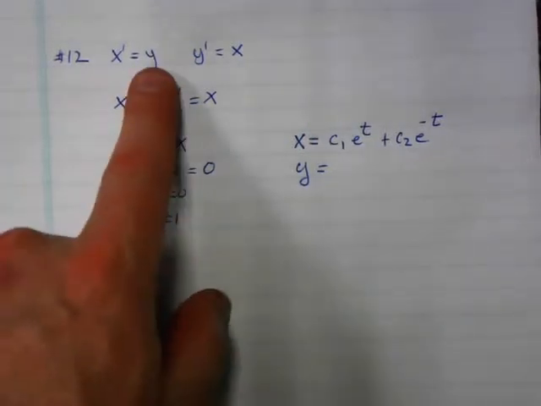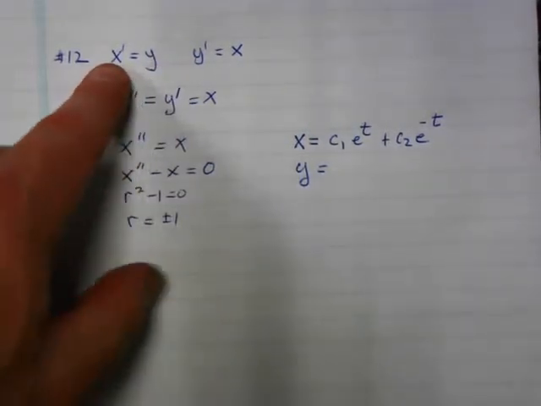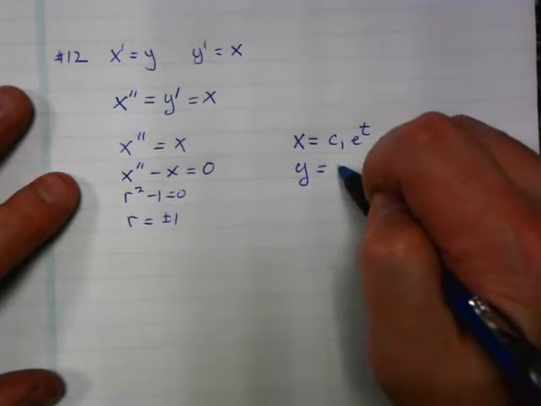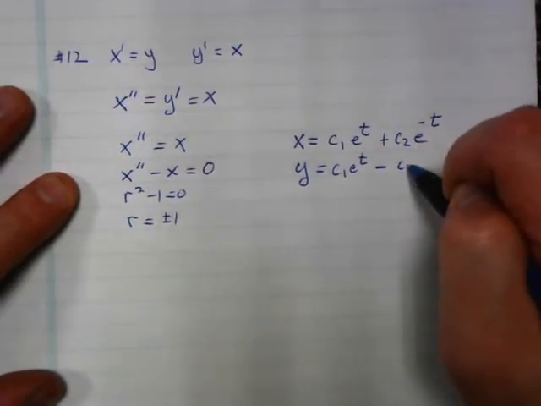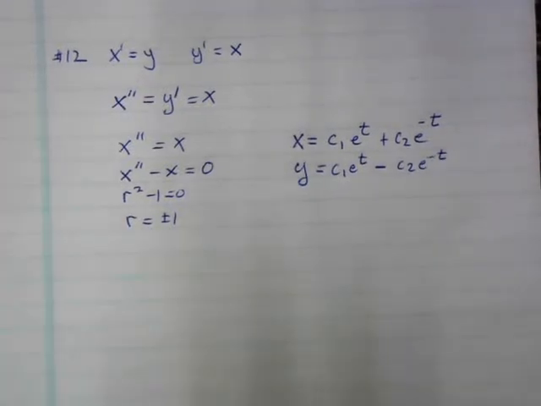Y is the derivative of that. So I take the derivative. The derivative of C1 e to the t is C1 e to the t minus C2 e to the negative t. Why minus on that one? Because we got a minus. The derivative of e to the negative t is a minus 1 e to the negative t.